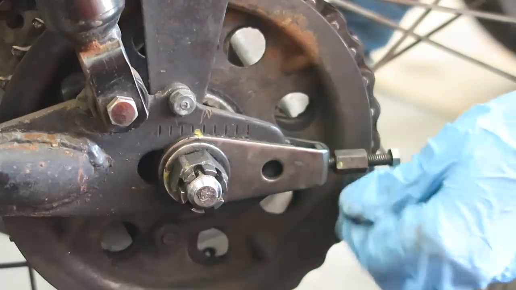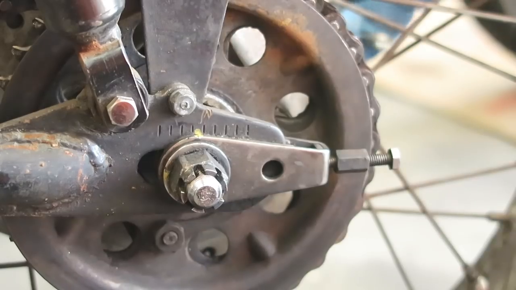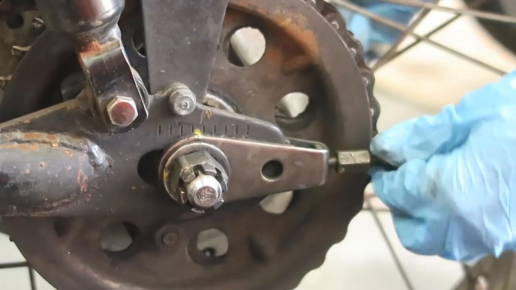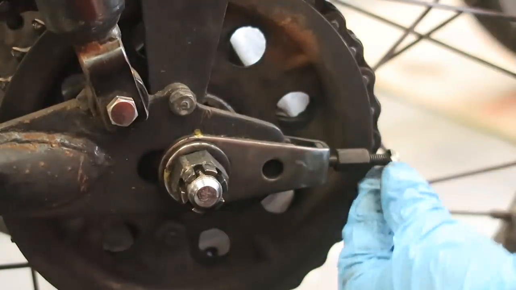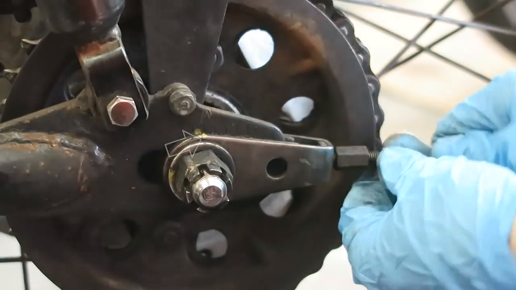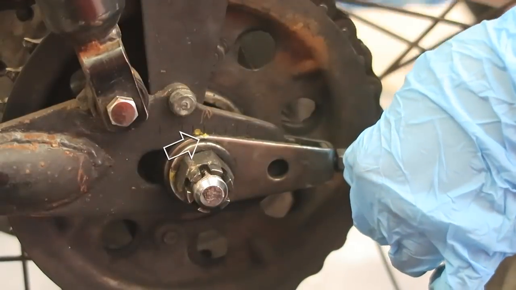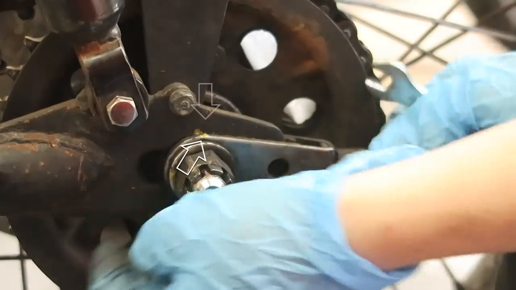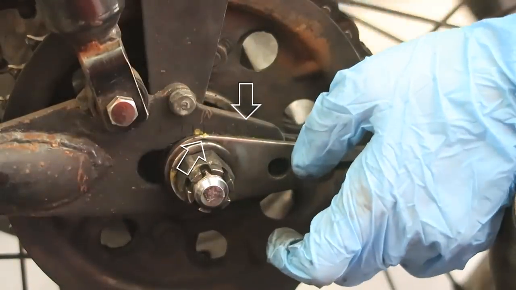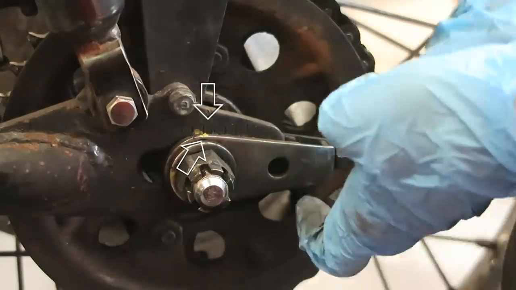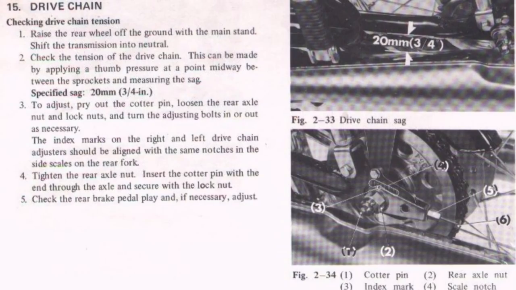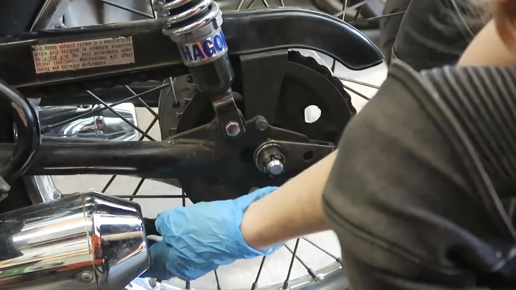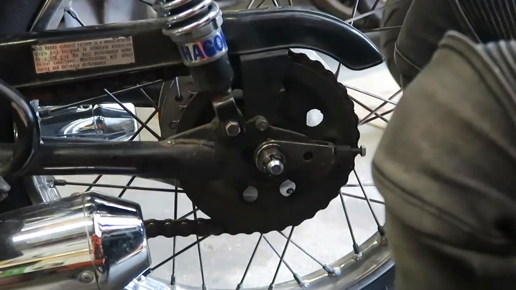Next up, I loosened the lock nuts on both sides' adjuster bolts. The adjustment happens when you tighten the adjuster bolts, which then press against the frame to move the axle backwards. The single notch on the chain adjuster is its index mark, and both right and left index marks should align with consistent positions on the notch scale along the rear fork. That keeps your chain straight and your wheel aligned. It's important for them to be the same on both sides. According to my manual, the chain's free play at the tightest point should be about 20 millimeters or 3/4 inch.